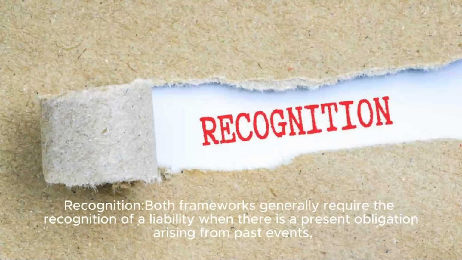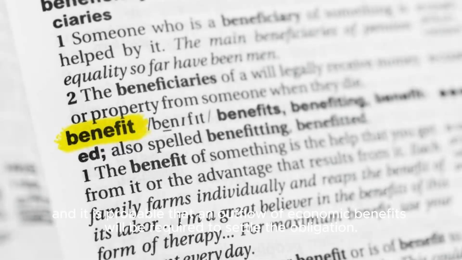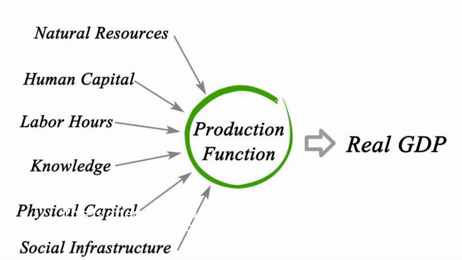Recognition. Both frameworks generally require the recognition of a liability when there is a present obligation arising from past events, and it is probable that an outflow of economic benefits will be required to settle the obligation. This is often referred to as the probable outflow of resources criterion.